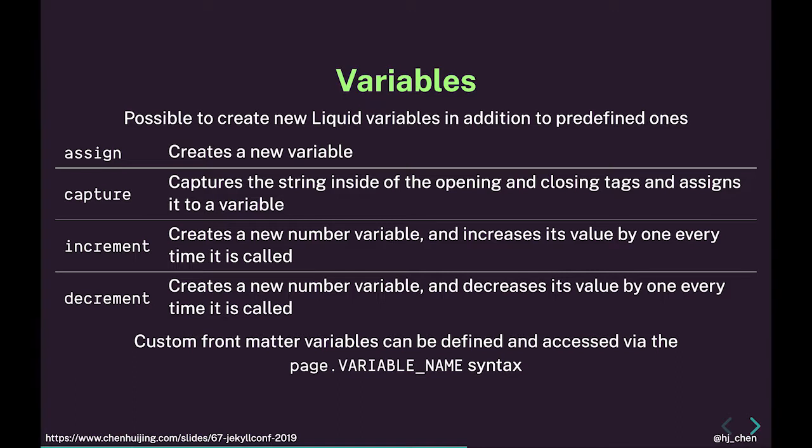Another way of creating custom variables in Liquid is to use assign or capture tags. Both of these are very similar, but slightly different things. Capture is a bit more powerful, I would say. As for the increment and decrement options, I have yet to discover a relevant use case for them. But if you have used it before, I'd love to hear about it.